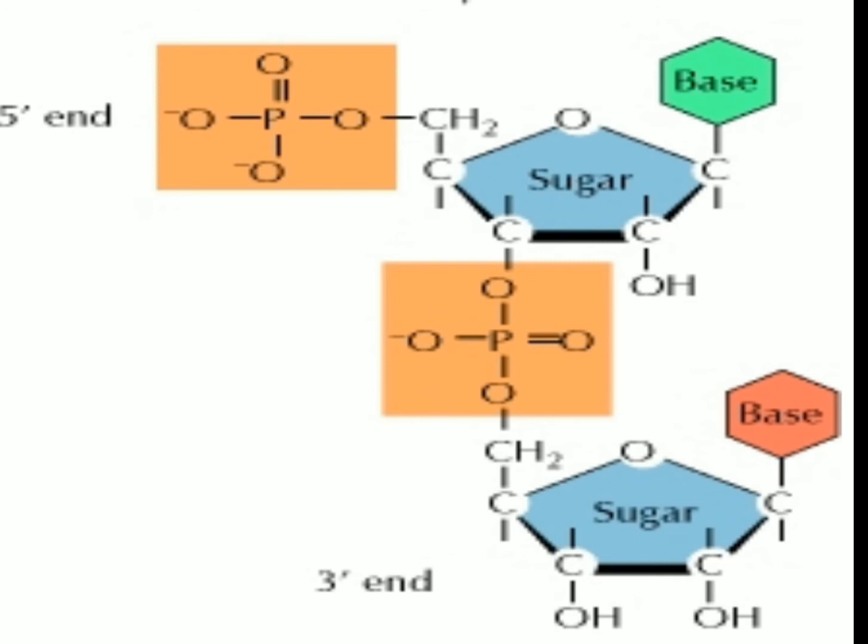Cytosine is common for both DNA and RNA. Thymine is present in DNA. Uracil is present in RNA in the place of thymine, which was present in DNA.